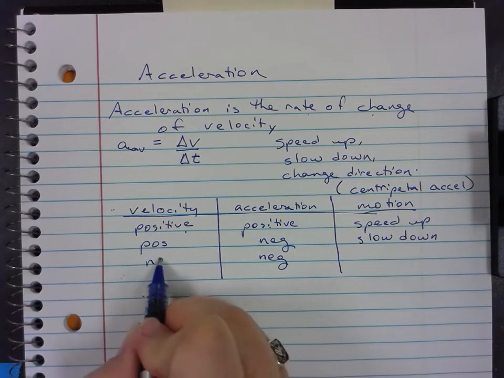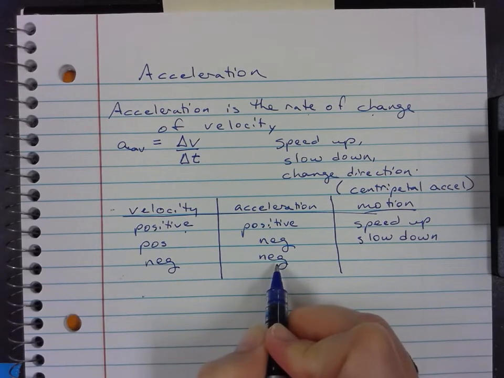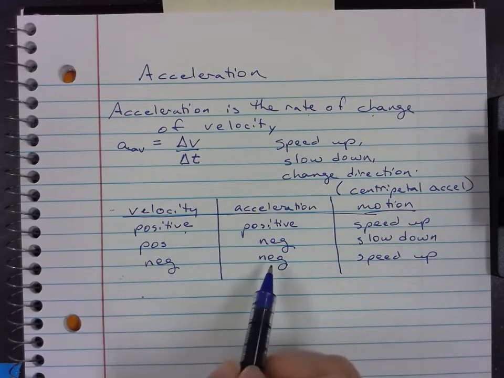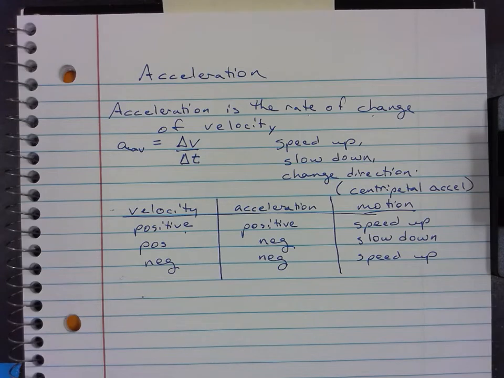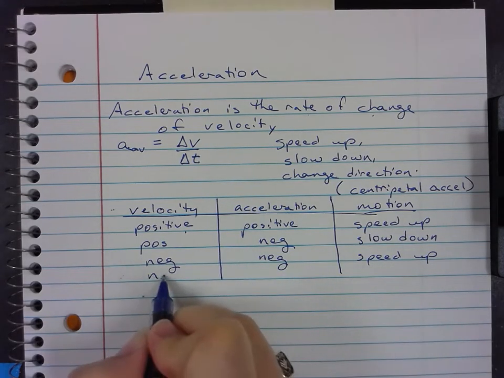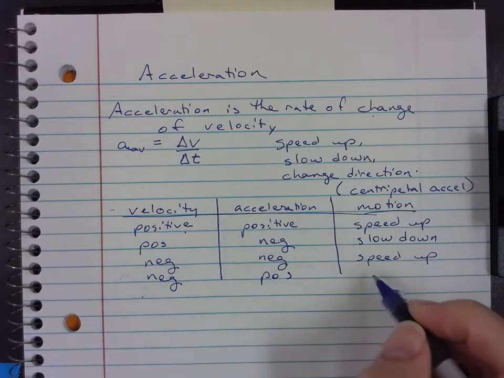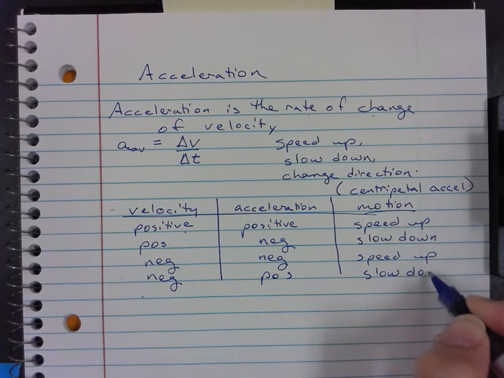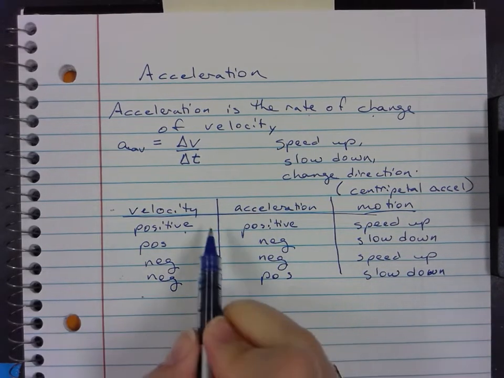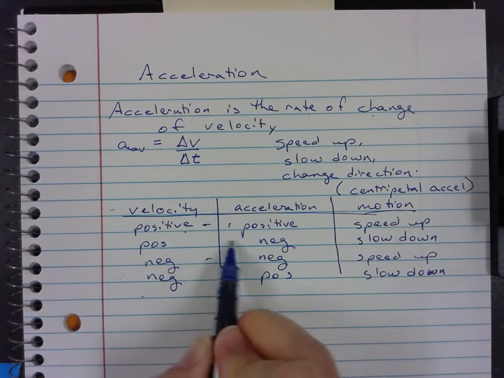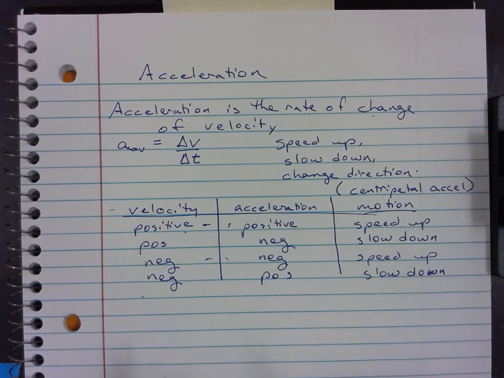If you're moving in the negative direction and you're accelerating in the negative direction, then you're speeding up because you're accelerating in the same direction as your velocity. And to finish the table, if you're moving in the negative direction but accelerating in the positive direction, then you're slowing down. So if they're the same, you speed up. If they're opposites, you slow down.